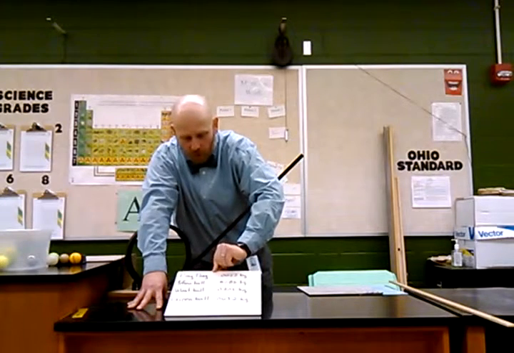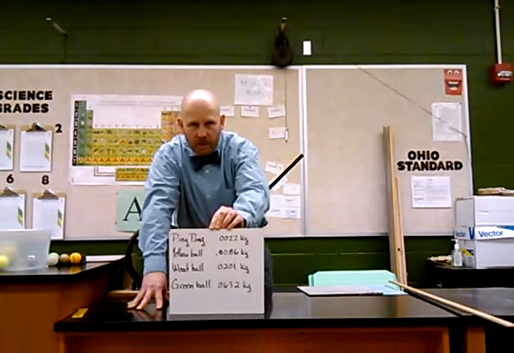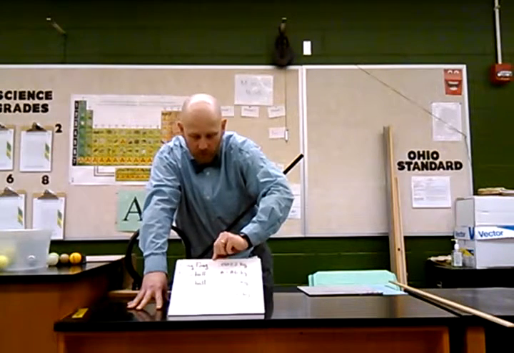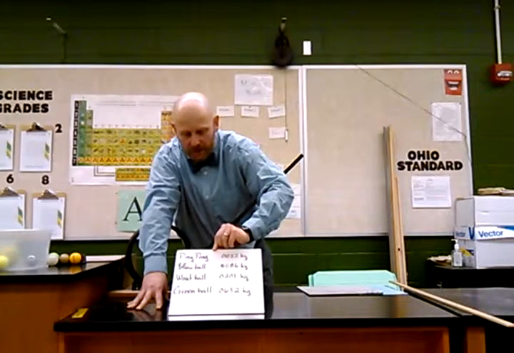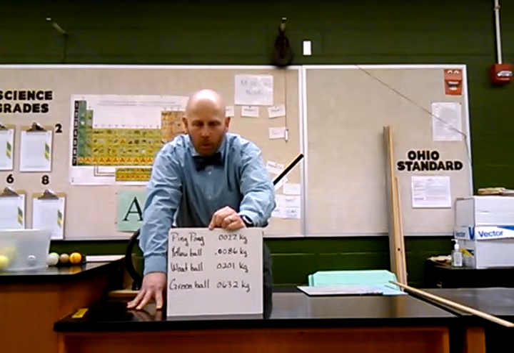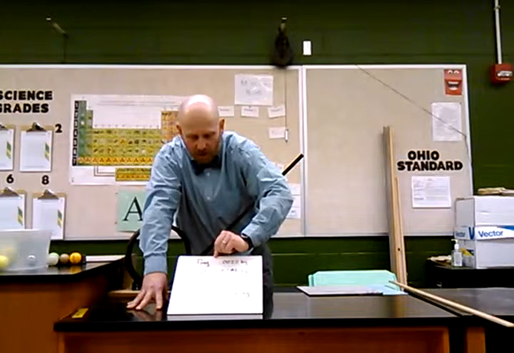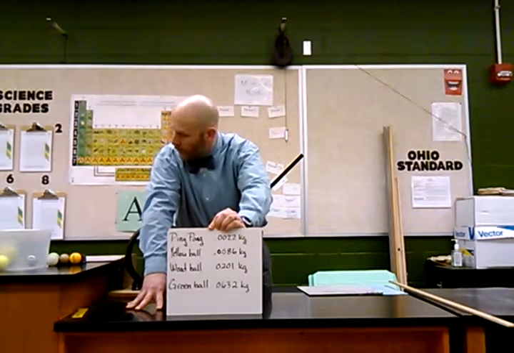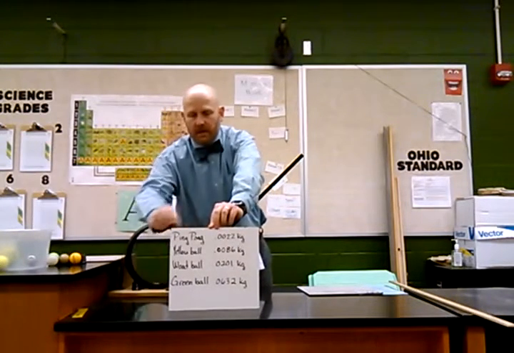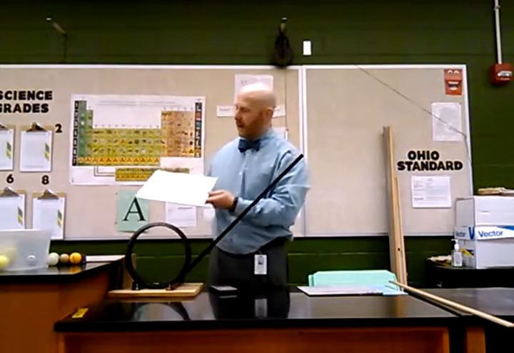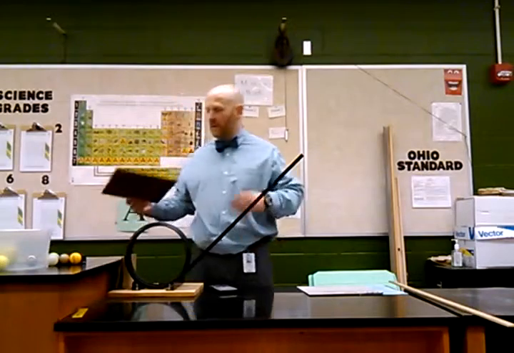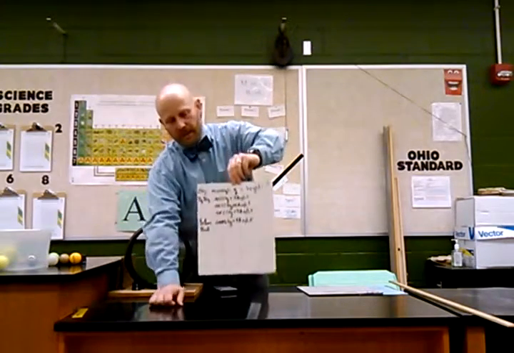The yellow ball will be 0.0086 kilograms. The wooden ball will be 0.0201 kilograms, and the green ball will be 0.0632 kilograms. So each one of these calculations will be done with kilograms, as is the height will be calculated in meters. What I would like you to do is construct a data table.